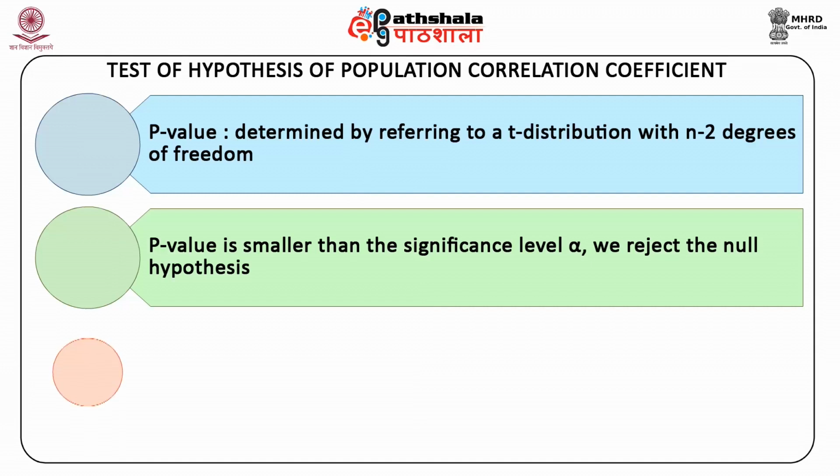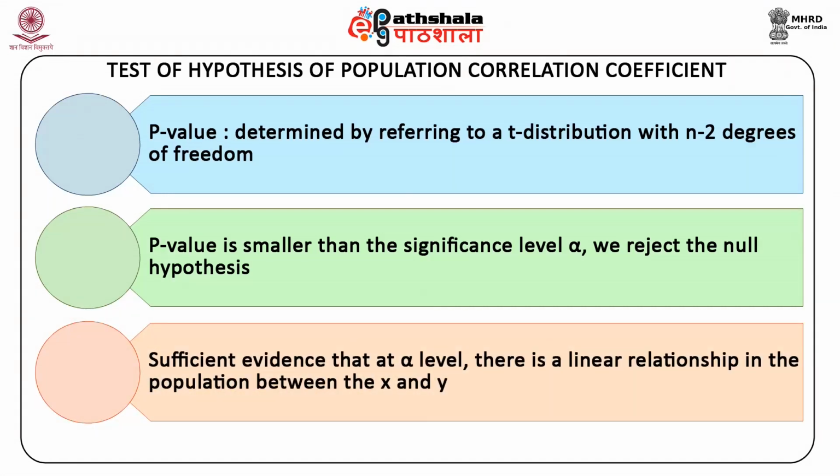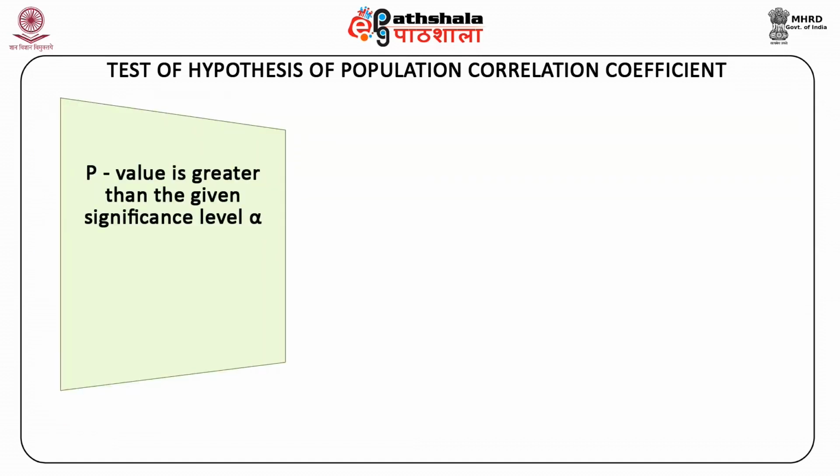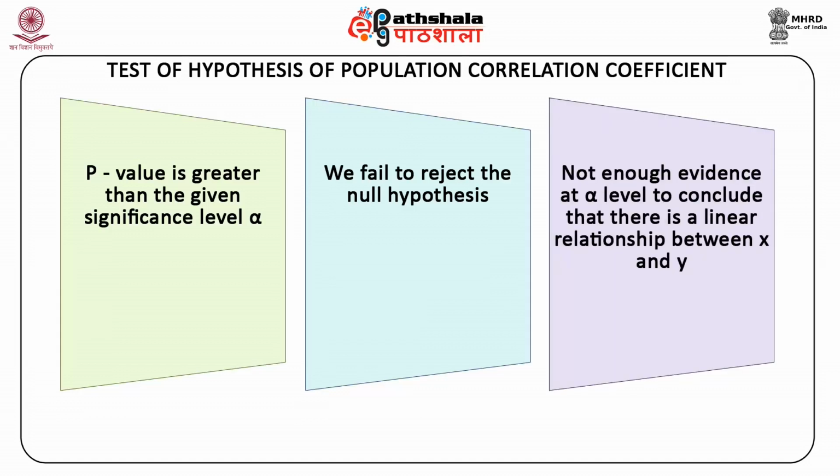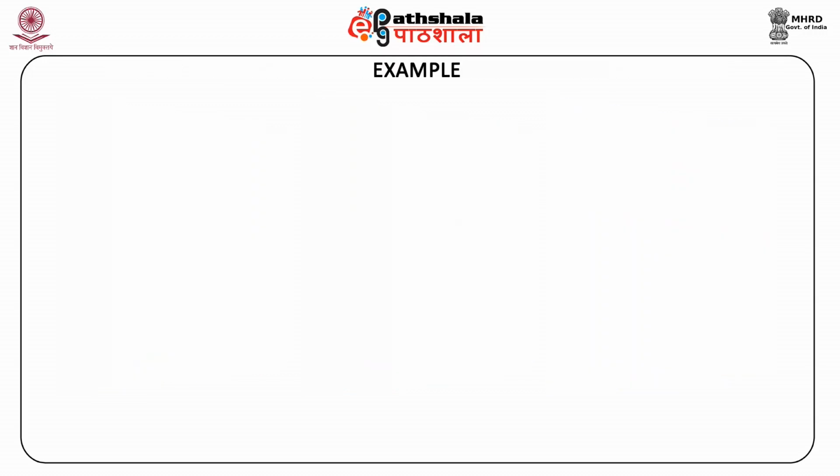We conclude there is sufficient evidence at the alpha level to conclude that there is a linear relationship in the population between the predictor X and the response Y. If the p-value is greater than the given significance level alpha, then we fail to reject the null hypothesis. We can thus infer that there does not exist enough evidence at the alpha level to conclude that there is a relationship in the population between the predictor X and response Y. We can explain the concept by using an example.